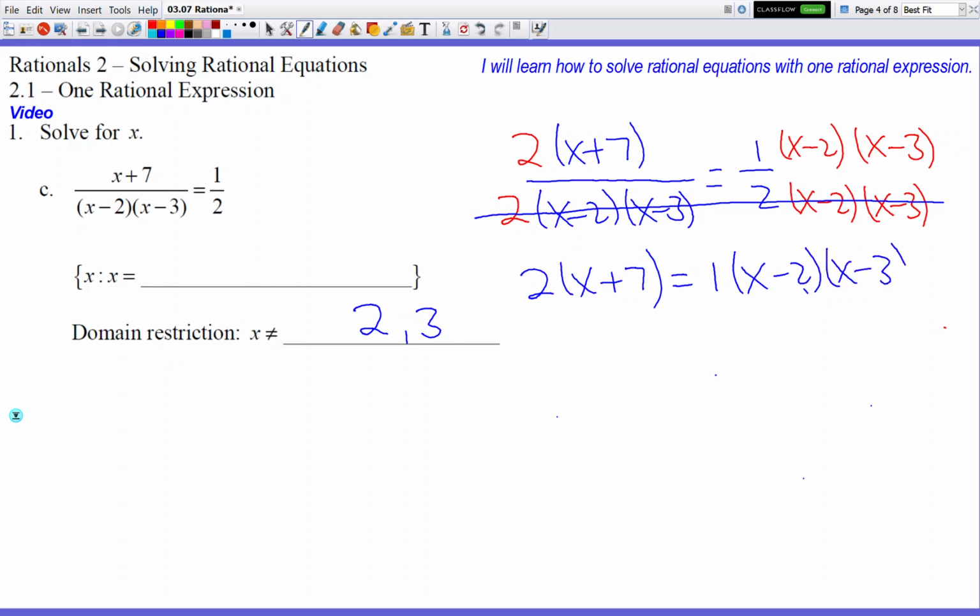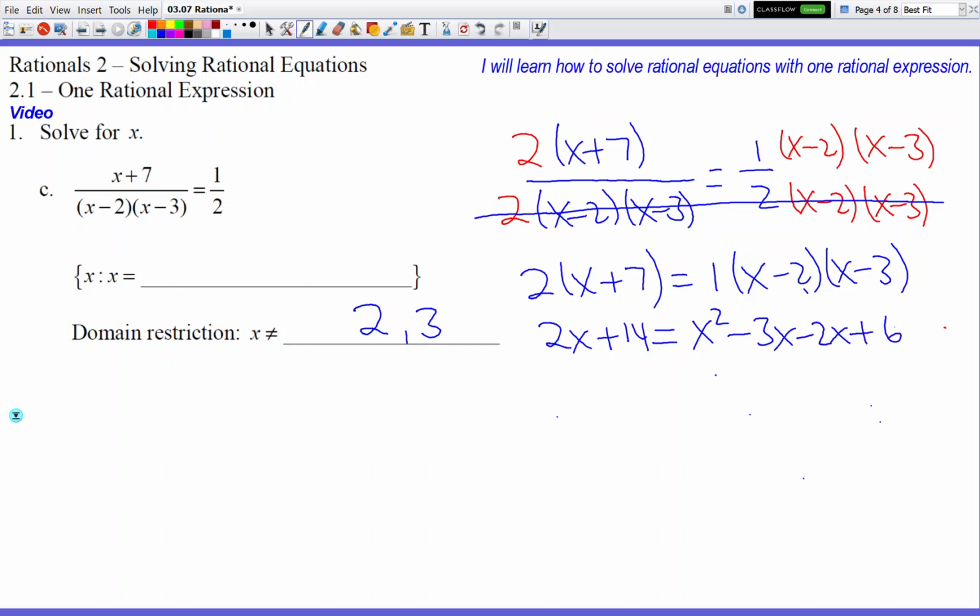So that 1 that's in the front, that's not really going to make a difference. So I'm going to just ignore it in my next step because 1 times anything doesn't make a change anyway. Okay, so we're going to get 2x plus 14 on the left side. And we're going to FOIL the right side, and we're going to get x squared minus 3x minus 2x plus 6.